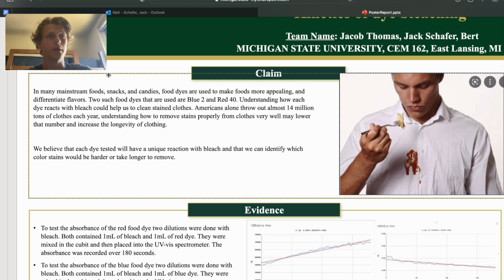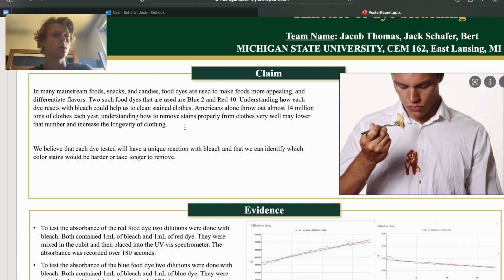And why is this important? This is important because almost 14 million tons of clothes are thrown out each year only by Americans. Our goal is that if we learn how to bleach things better, we can increase the longevity of clothing when removing stains. For example, if you didn't need to bleach something for super long, we could recommend how long to bleach it for and minimize damage to the textiles.